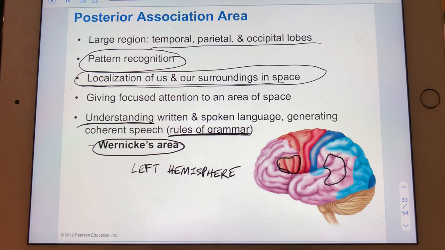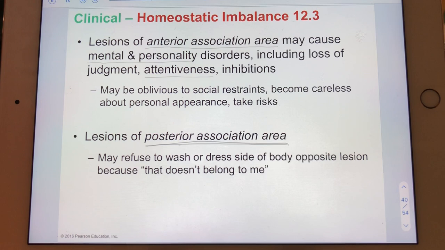All right, next slide is 41. All right, let's say that just the anterior association area is damaged somehow. As you might infer, that's likely to cause mental issues and even personality issues. So potentially loss of judgment, potentially loss of inhibition, and potentially loss of attentiveness. And someone with a damaged anterior association area may seem, at least, or feel to be oblivious to what they should and should not do in certain social settings. They may even be less concerned with their own hygiene.